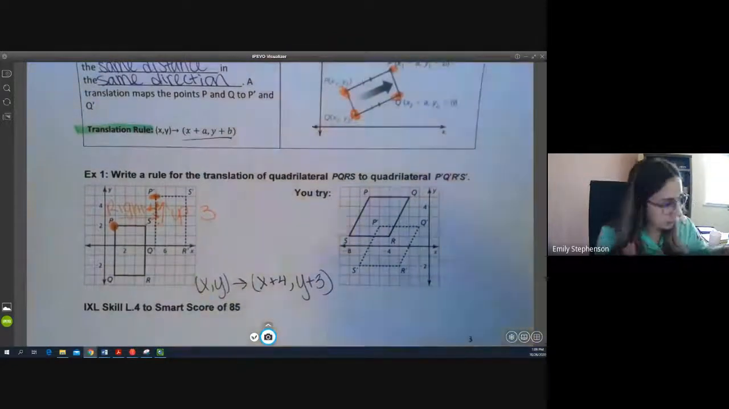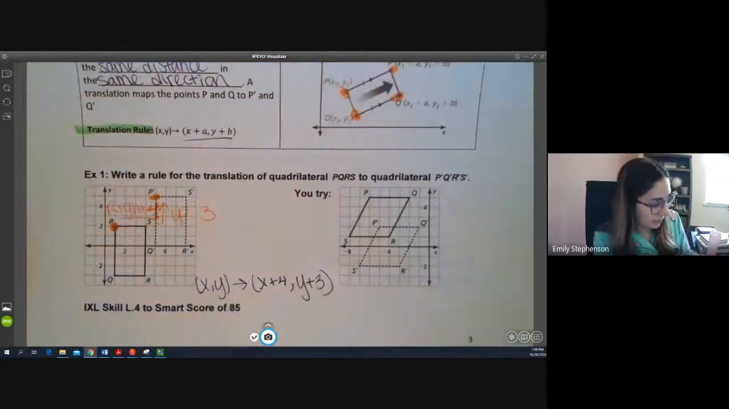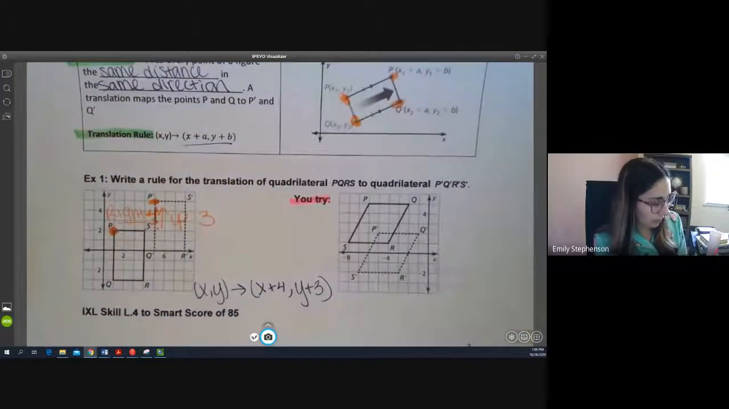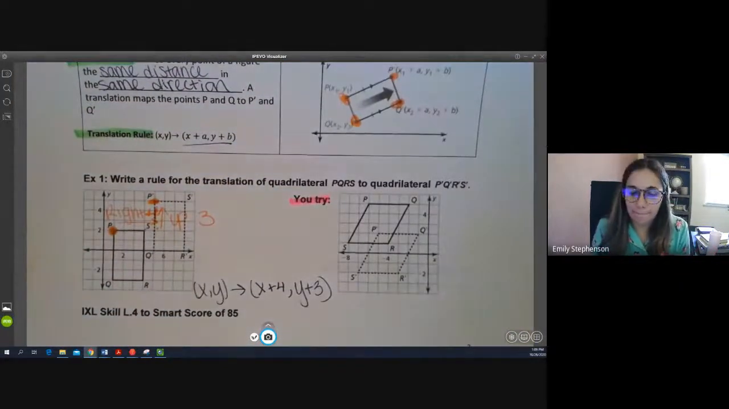Okay, I'm going to give you literally only 30 seconds to try to come up with the rule for this one, and then I'll go over it.